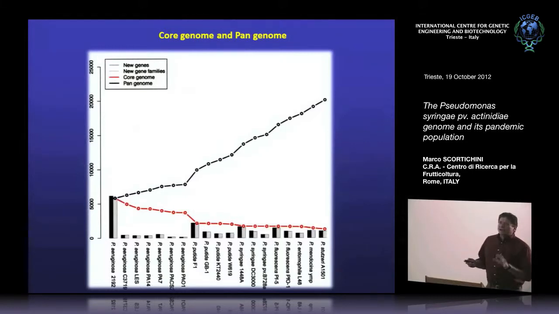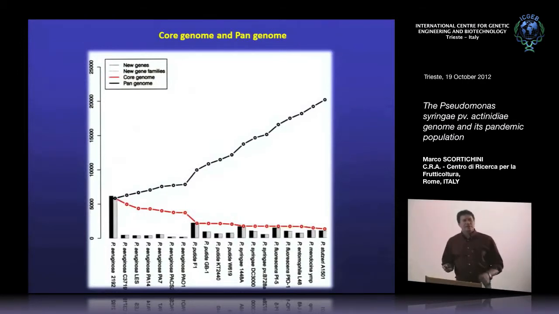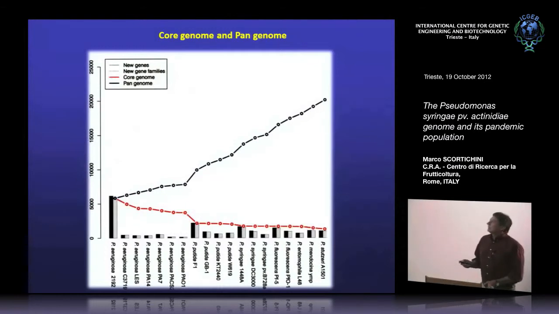Acquiring as general knowledge when we are sequencing, you find a core genome and a pan genome. The core genome is the basic genome. We will see what the core genome codes for. And for the pan genome, there are different Pseudomonas species sequenced. You see that as soon as you enlarge the knowledge of genome sequences, the core genome decreases and the pan genome increases. What does this mean?